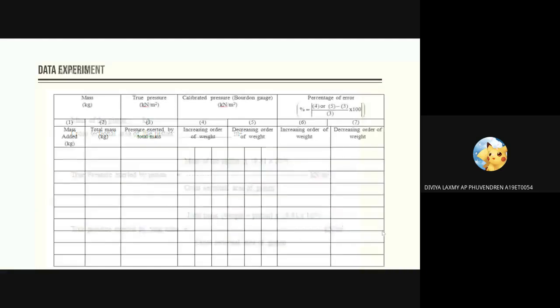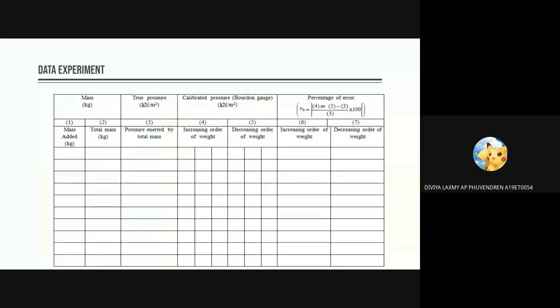Next, this is the table that is used to collect the experiment data, where the mass of mass is the mass of piston, and then these are the formulas used to calculate the pressure, percentage of error, and the others are to collect the data. I will pass to the next presenter.